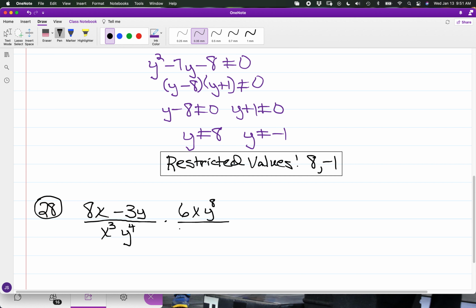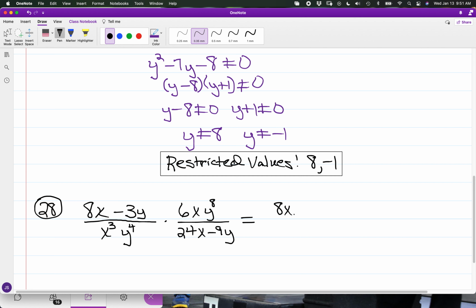And we have all over 24x minus 9y. Okay. And what we can do here is pull out a common factor from the terms where possible. There's nothing between x and minus 3y, or x cubed and y to the 4th, or 6x y to the 8th. But with 24x minus 9y, there is a common factor of 3.